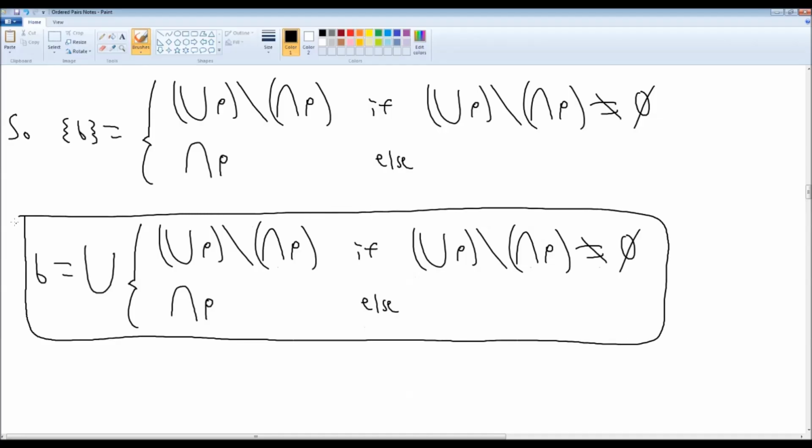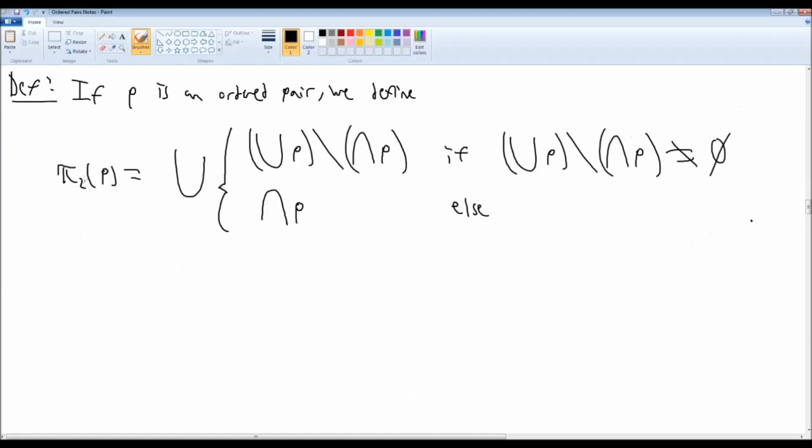And it might look like I'm cheating by using piecewise functions. However, if you watch my previous lecture, you'll see that anything that we can write piecewise can in principle be written as something that's not piecewise, although it's going to be ugly. All right, so for future reference, if P is an ordered pair, we can define the projection of P onto the second coordinate to be this ugly guy. In other words, this guy is just the second coordinate of P.